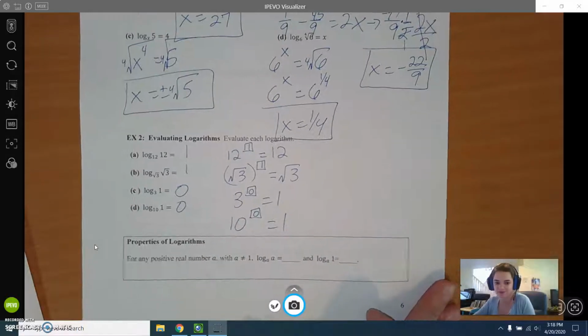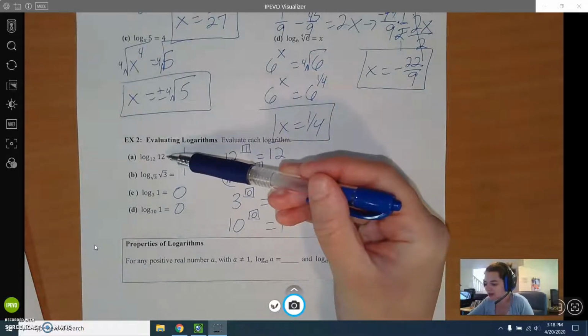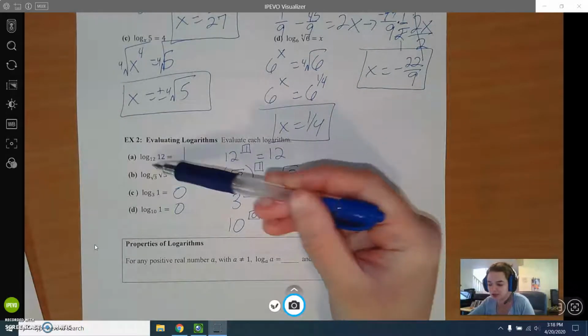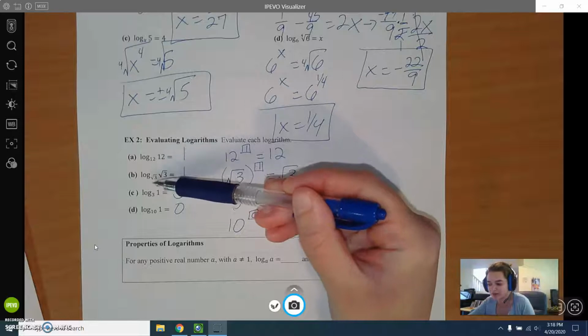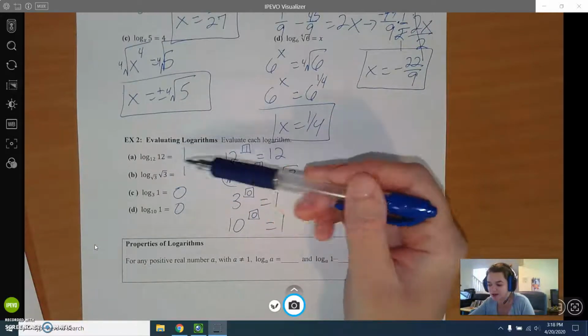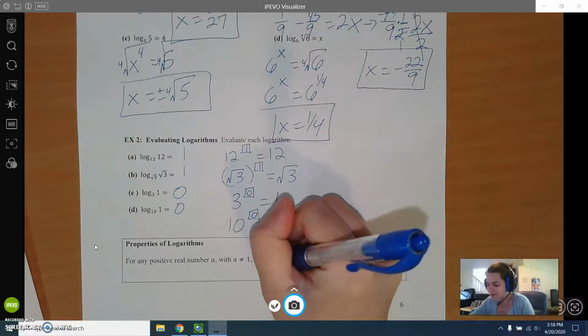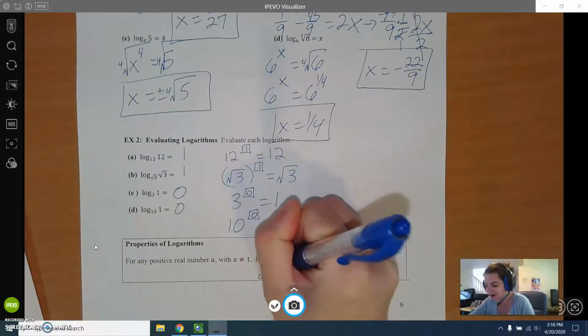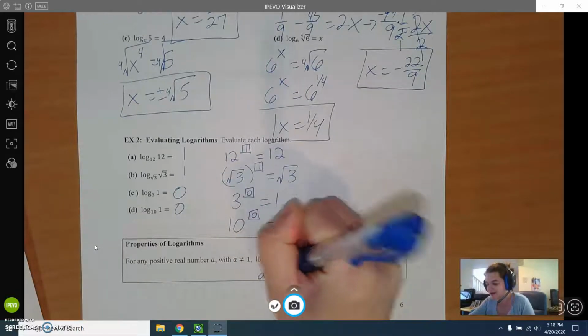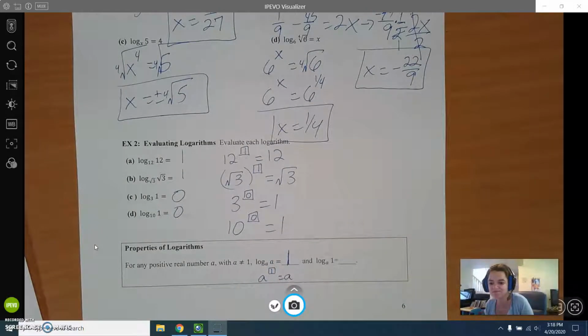So a couple of properties that we were seeing. Whenever you have the log with the same base as what you're taking the logarithm of, so this is what we were seeing in example A and example B, log base 12 of 12, log base square root of 3 of square root of 3, you end up with 1. In case you're wondering, why does that happen? Well, you're thinking a to what power gives you a? Well, a to the first gives you a, so it always equals 1. Okay?